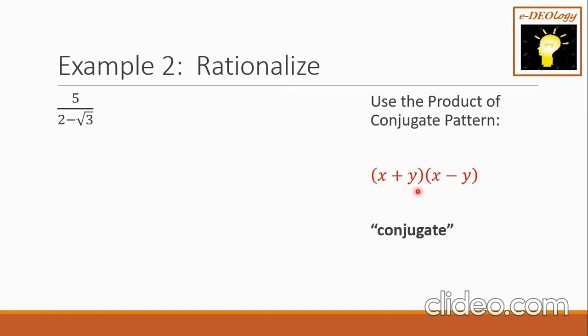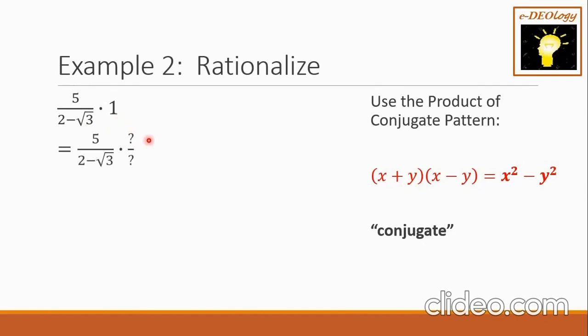To explain further, the conjugate of x plus y is the x minus y and vice versa. And this is one of our special product that when we multiply, the answer will be the square of the first term, then minus the square of the second term. So let us proceed with our solution. Our first step is to show that we are going to multiply this fraction by a value equal to 1. And this value equal to 1 is a fraction.